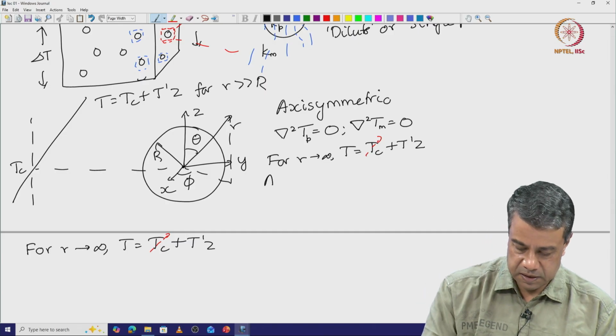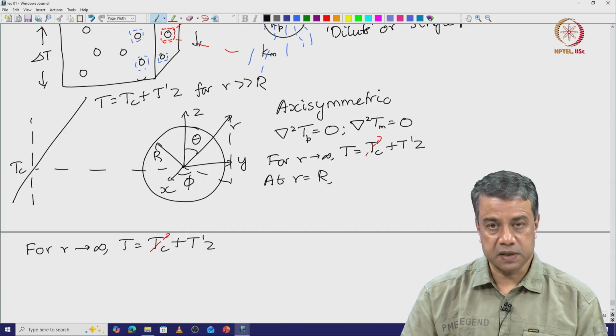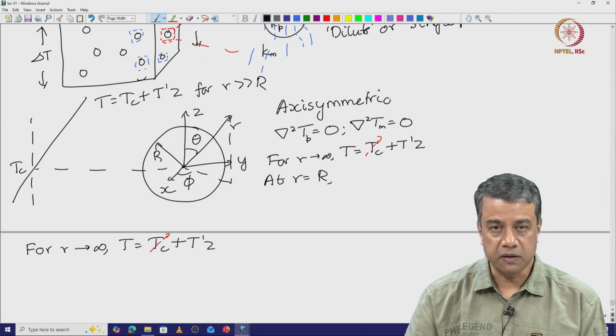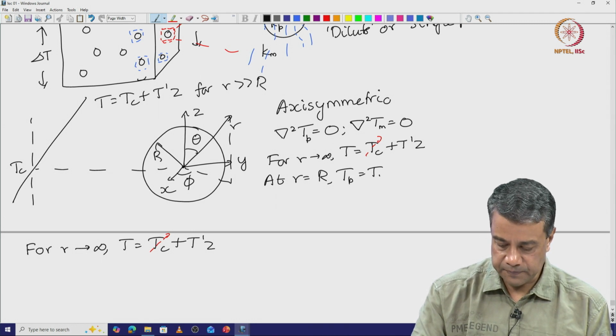And at the surface, we require that the temperatures are equal in both the particle and the matrix, otherwise you will have a discontinuity in the temperature at the surface. Therefore, Tp is equal to Tm.